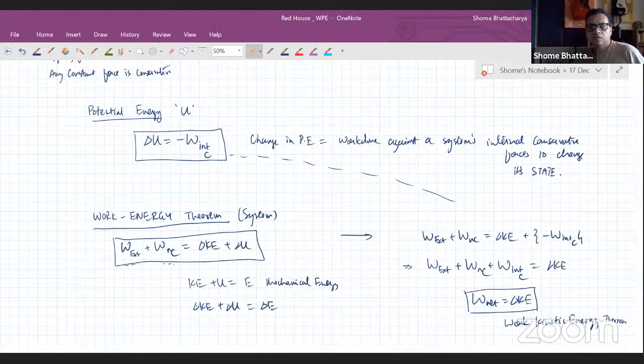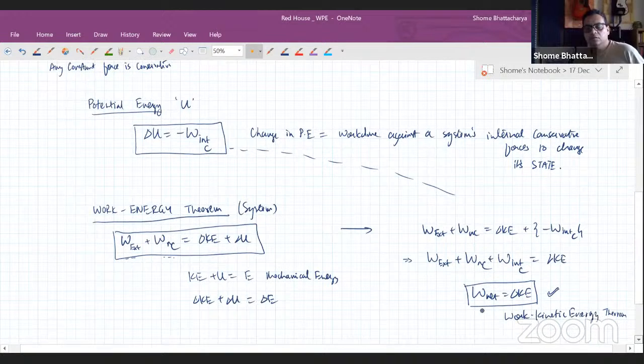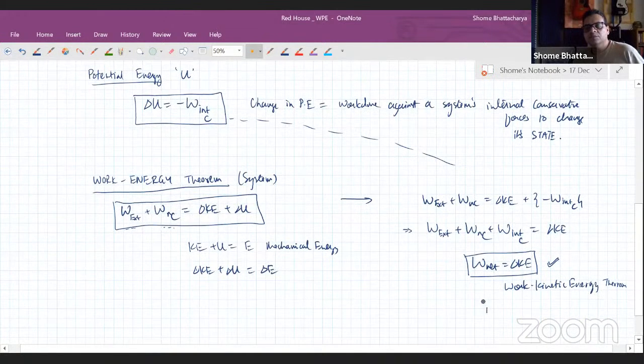Actually, we have proved this theorem earlier. We have seen that the net work done is basically net force dot product with displacement integrated, and we saw that that becomes mass into tangential acceleration into ds and all that. So we've already seen the proof of this.